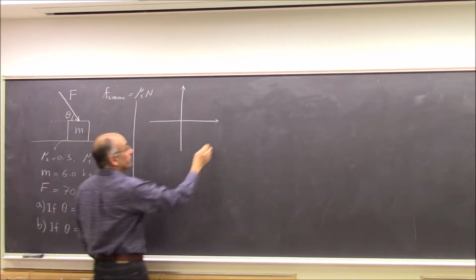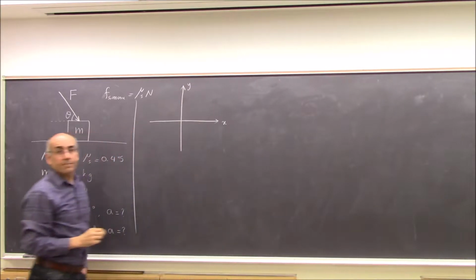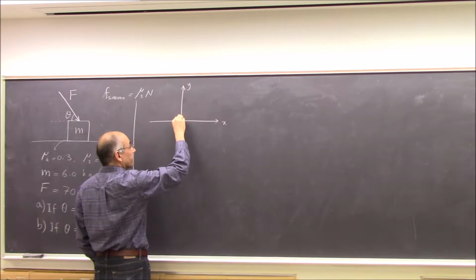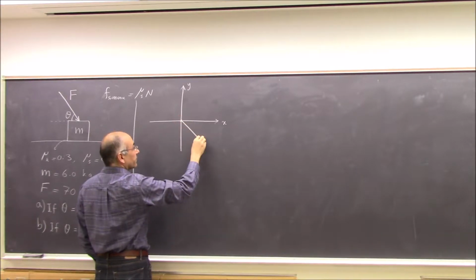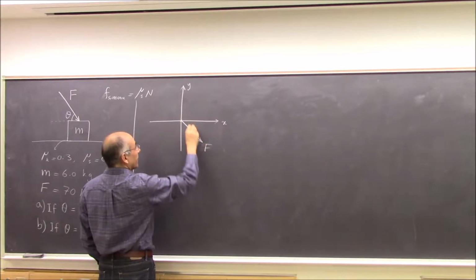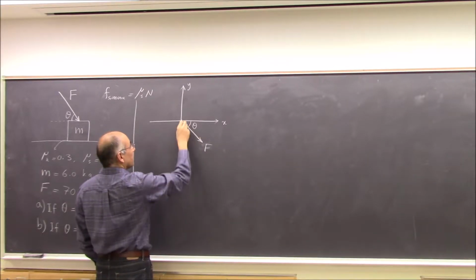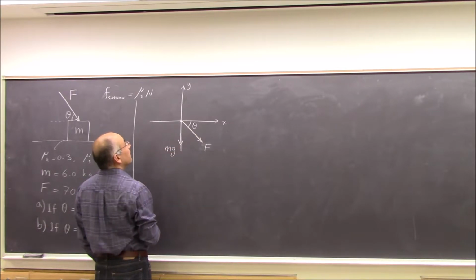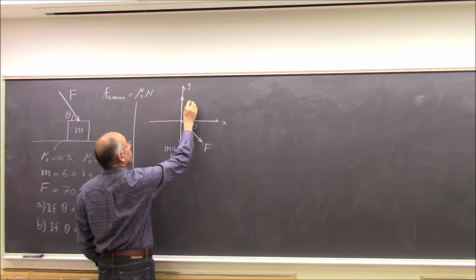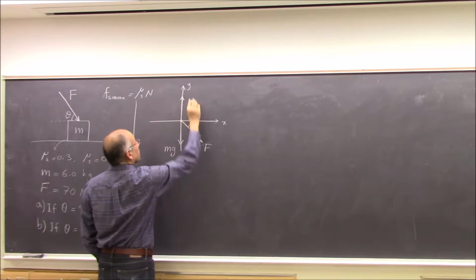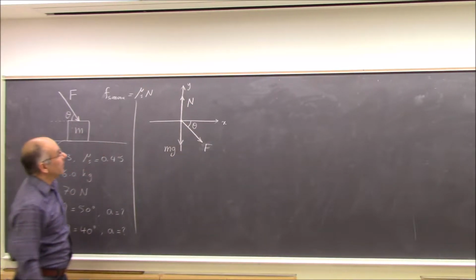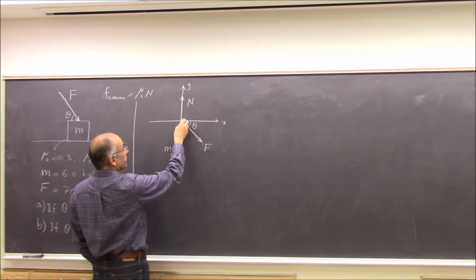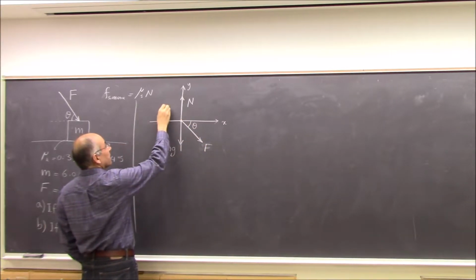In order to find the normal force, we need a free body diagram. The free body diagram shows the force F this way at angle theta, and there's an mg here, and there's the normal force perpendicular to the surface. That's N. And there's static friction. The applied force has a tendency to move the block this way, so the static friction is the other way.